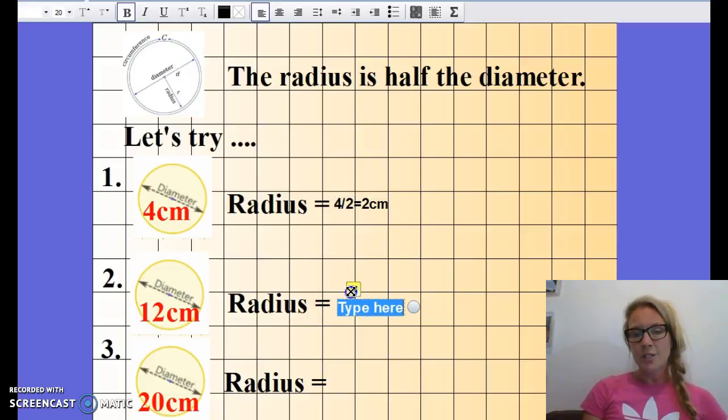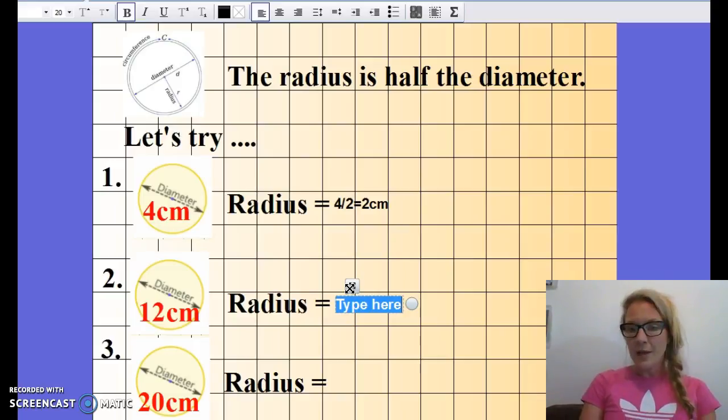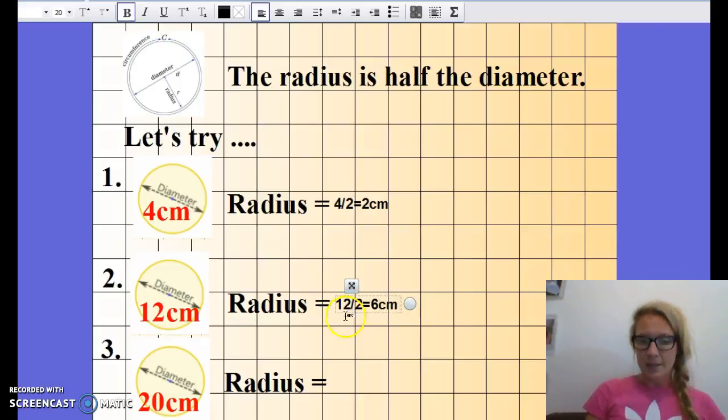In number 2, the diameter is 12 centimetres. So again, we're halving, we're dividing by 2 the diameter to find the radius. So 12 divided by 2 equals 6 centimetres. And finally, circle number 3, I'll just give you a few moments to try and calculate that one yourself. Can you find the radius of circle number 3?